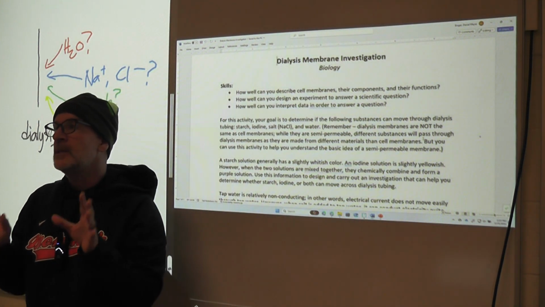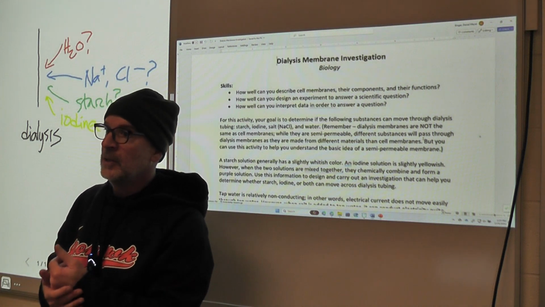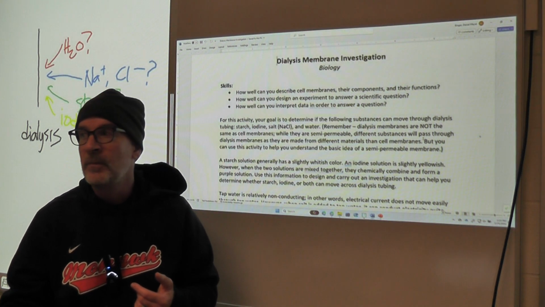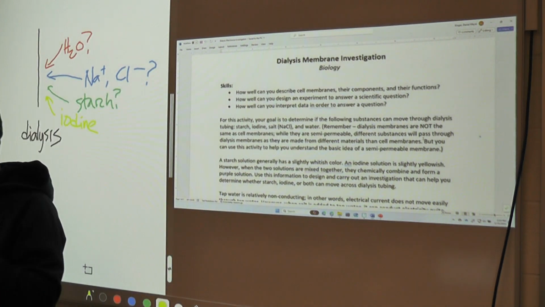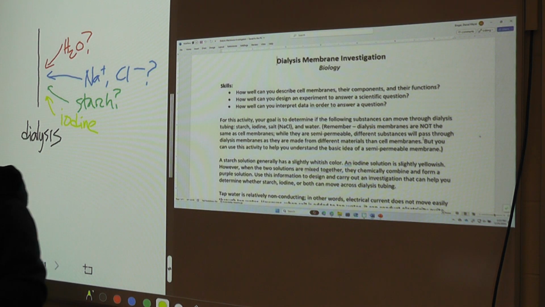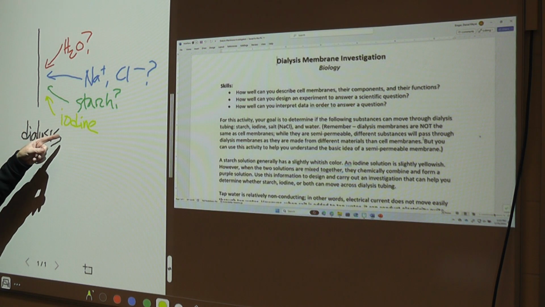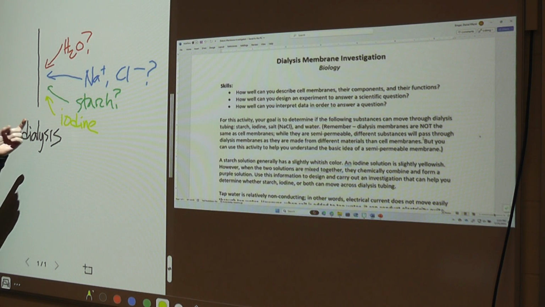Here is your task, and it's not super easy. You need to tell me how you're going to use these materials, the conductivity meter, the multimeter. We've got iodine, we've got starch, we've got salt, we've got water, we've got beakers, we've got string, we've got dialysis tubing. And your job is to tell me how you're going to figure out which of these things can move through the dialysis tubing or not. Remember, dialysis tubing is not a cell membrane. They're two different things, but like a cell membrane, dialysis tubing is semi-permeable. Some of these things can cross the membrane, and some of them can't.